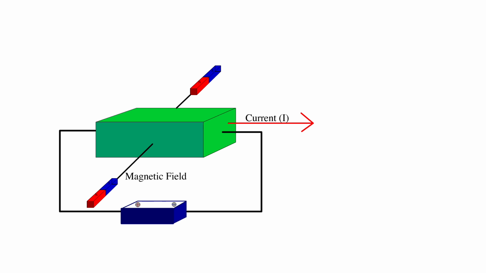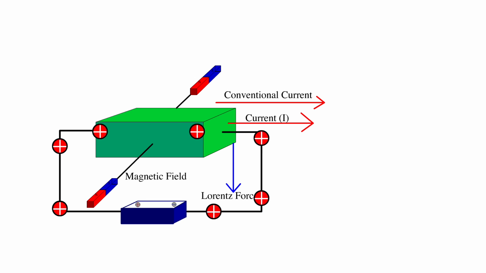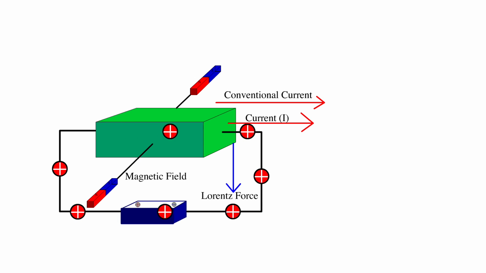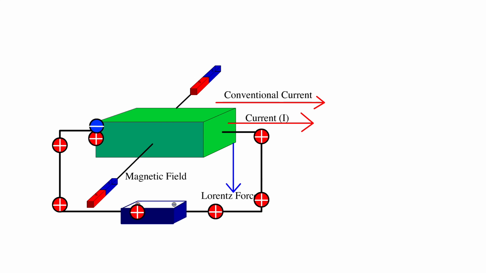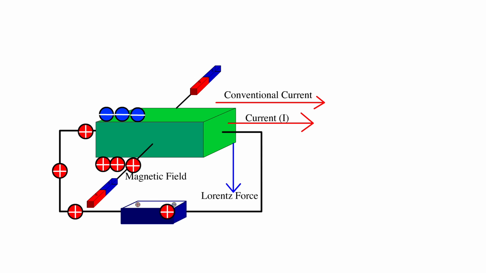In the other case, if we have positively charged carriers flowing in the conductor, these carriers are moving in the same direction as the electric current I. Using the left-hand rule, the Lorentz force will be pointing downward. The downward force tends to drag the carriers to the bottom left direction. Thus, the moving positive charges accumulate in the bottom of the conductor, leaving the negative charges on the top of the conductor.